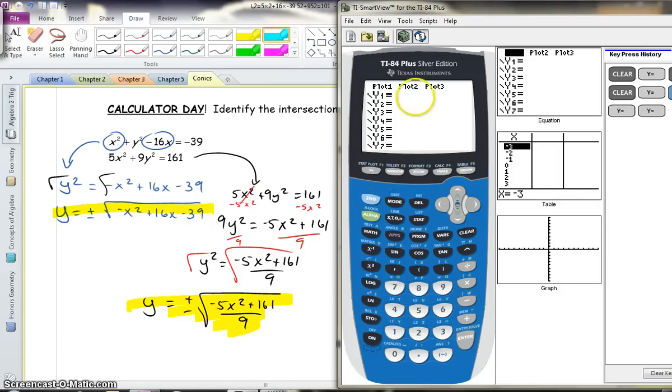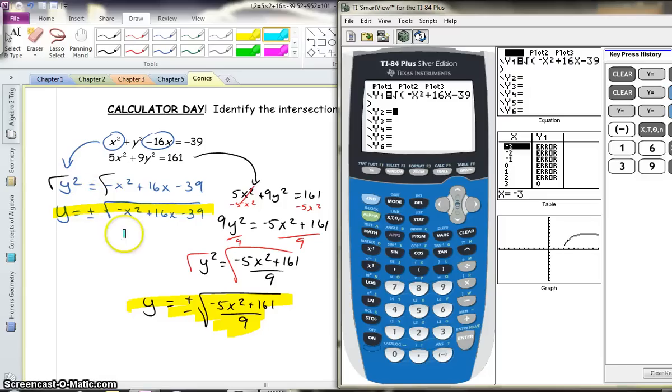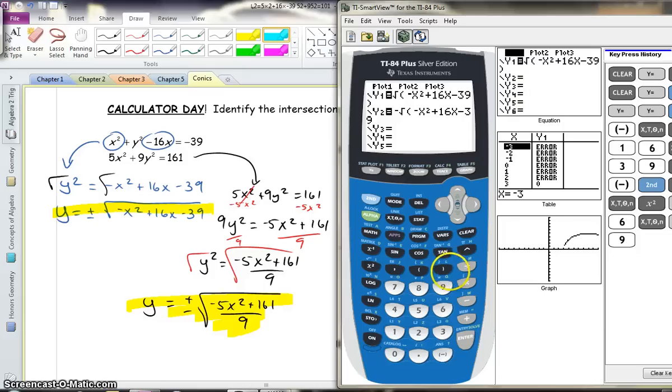So go to your y equals menu, and in y1, we're going to type in our first equation. So second, square root of negative x squared plus 16x minus 39. Now, in the old operating system, you need to close the parentheses. In the new one, if your line pops up and you have a larger space, just go ahead and go on to the next one. It's done. Now we've got to do negative second, square root of negative x squared plus 16x minus 39. So we had to put in the opposite because y1 is the positive, y2 is the negative. So that's our first equation.